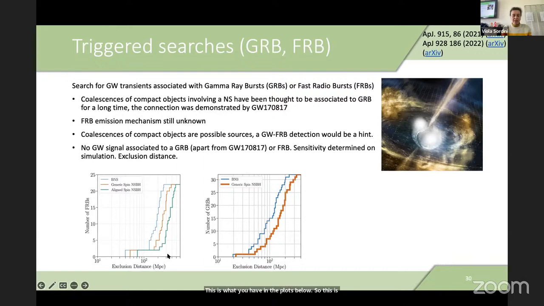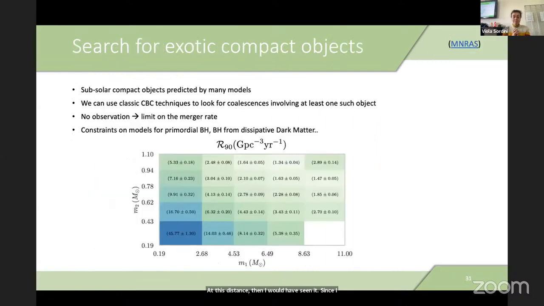So this is something like, okay, I made my simulation, and if there was such a system here, a system that would give rise to a gravitational wave signal and a gamma ray burst at this distance, then I would have seen it. Since I don't see it, I can say that I exclude it, right? This is more or less how it works.